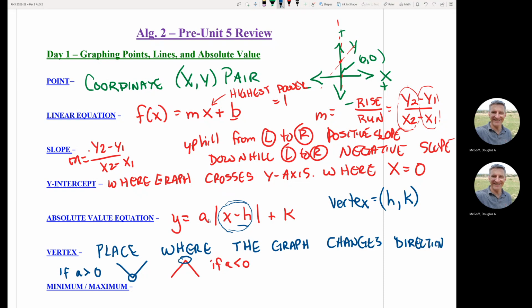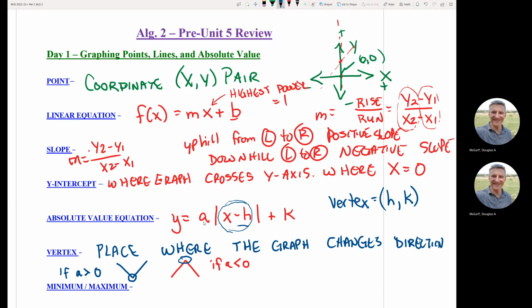A, that value, if it's greater than 1, it'll make it taller and skinnier. It's called a stretch, or if it's less than -1. The absolute value of A is greater than 1. It'll stretch your graph tall and skinny. If it's a fraction less than 1, it'll make it kind of short and wide. It'll spread it out.